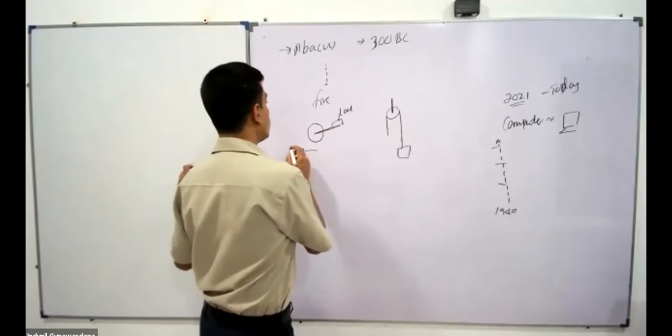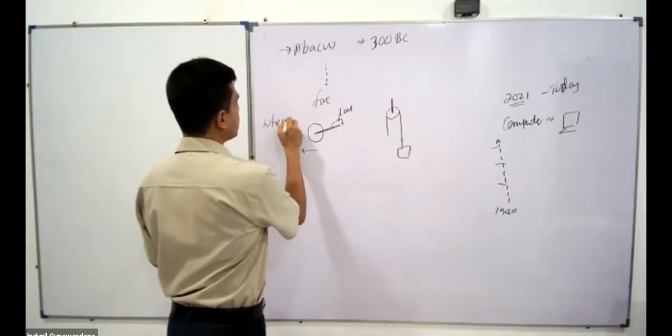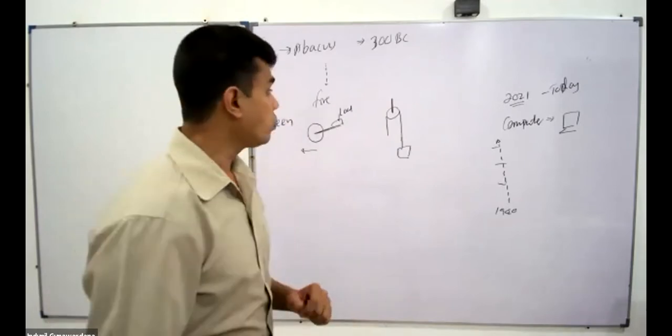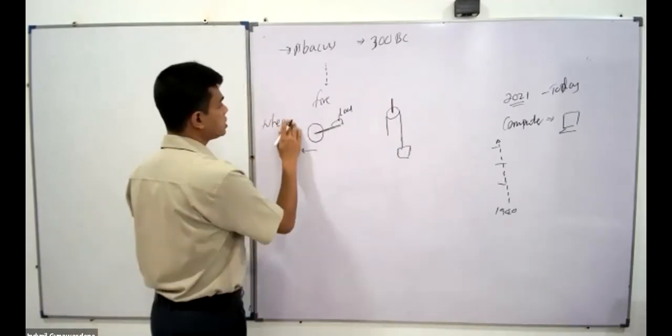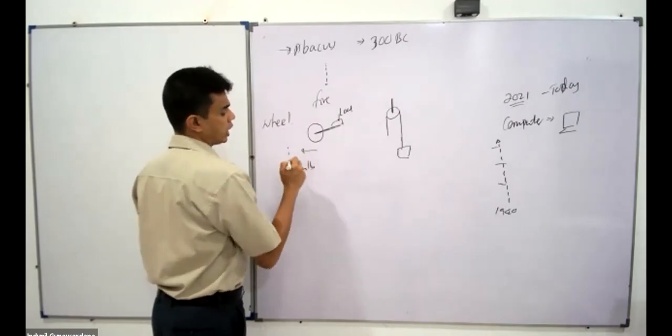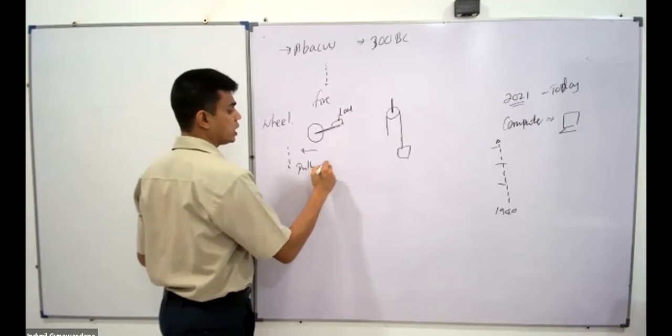So the wheel was another invention in our timeline after the abacus. After that, these wheels were developed further to the level of the pulley and some other mechanical equipment.